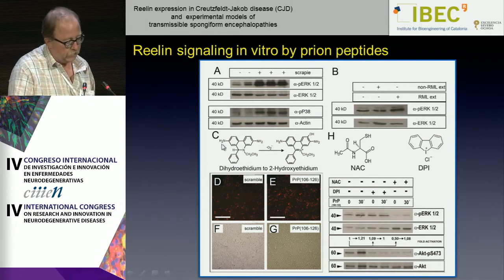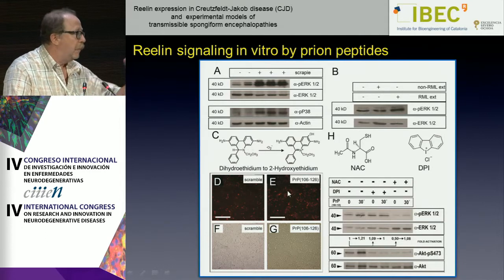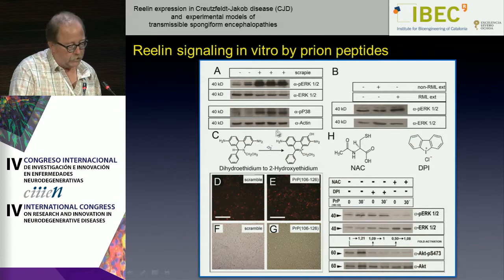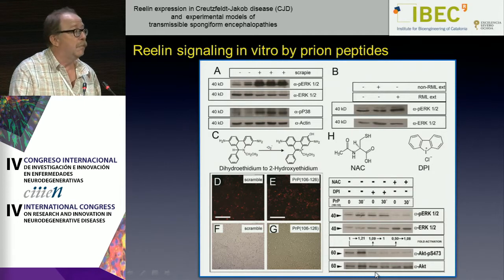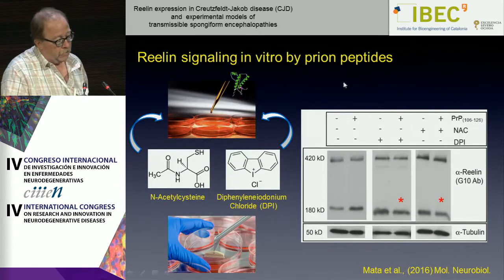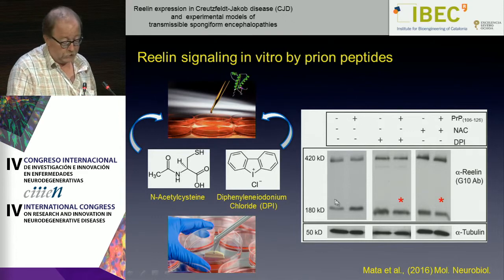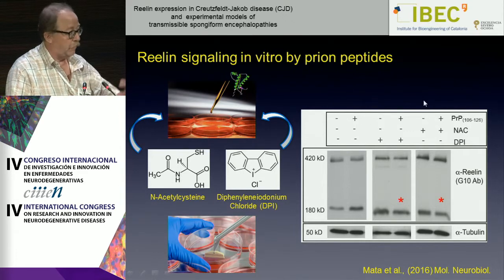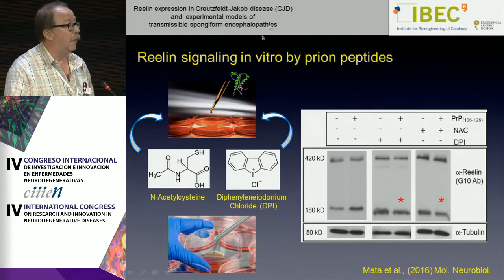This correlates with an increase of reactive oxygen species after the prion infection. This can be observed by using a fluorescent probe, and there is an increase of fluorescent cells by activation of ROS generation by this prion. But more relevantly, if we use ROS scavengers like NAC or DPI, which is a blocker of NOX, this activation is abolished. So what happens with reelin? We incubated a primary culture with these peptides in the presence of NAC or DPI, and we observed that this increase of reelin after 1 day and 4 days, I only put here the 1 day experiment, is blocked by the addition of NAC and DPI.